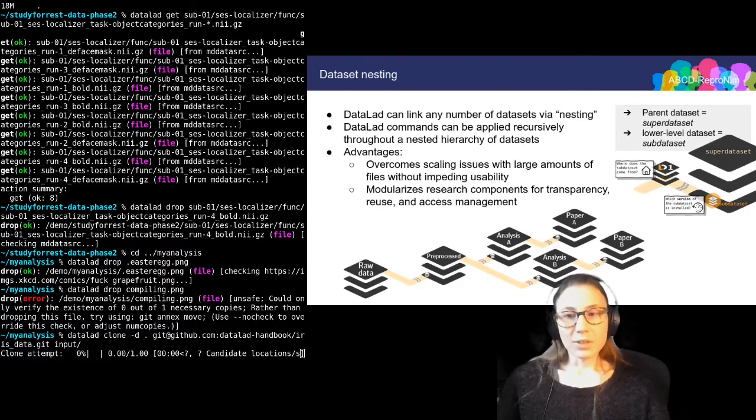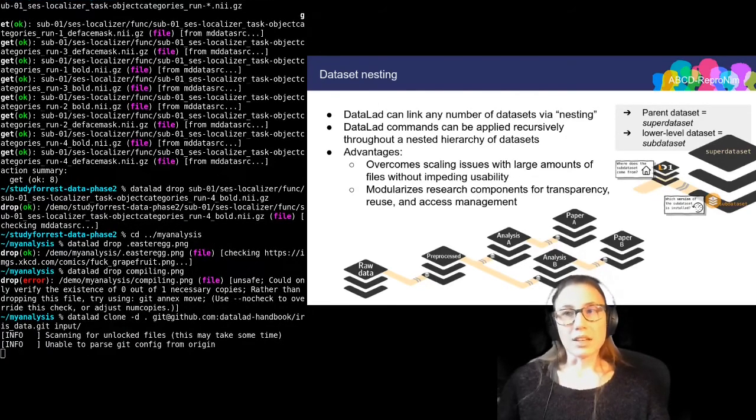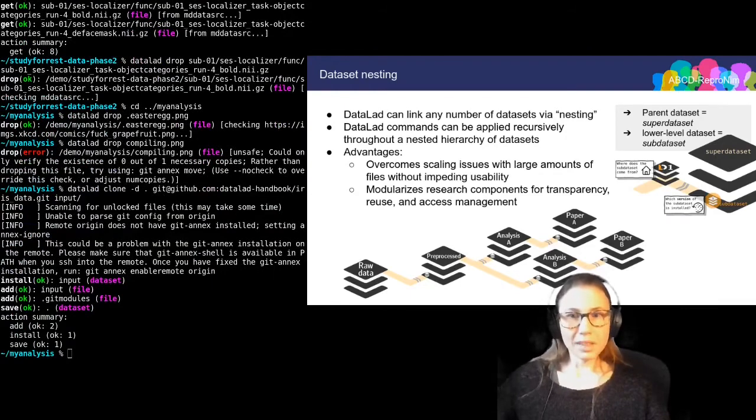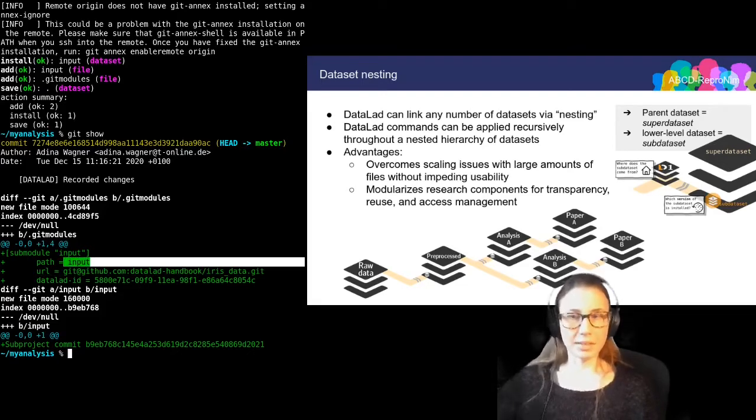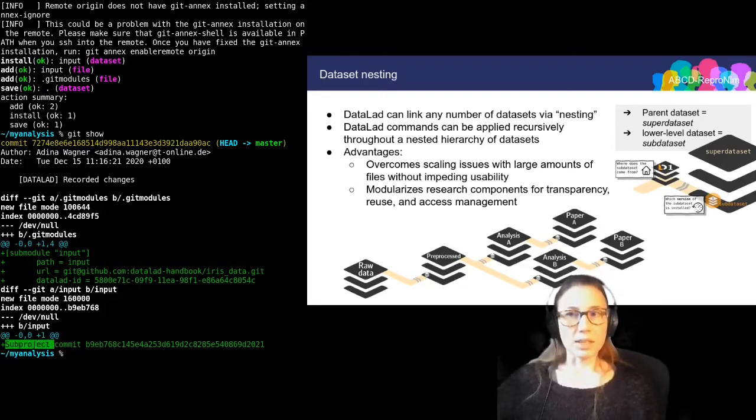If I execute this, it will download the input data from GitHub. And if I now take a closer look into the commit that this has created in my dataset, then you can see a couple of things that are registered inside of it. For one, you can see the URL where this dataset lived or came from and the path in the current dataset. And you can also see something that is called a subproject commit.